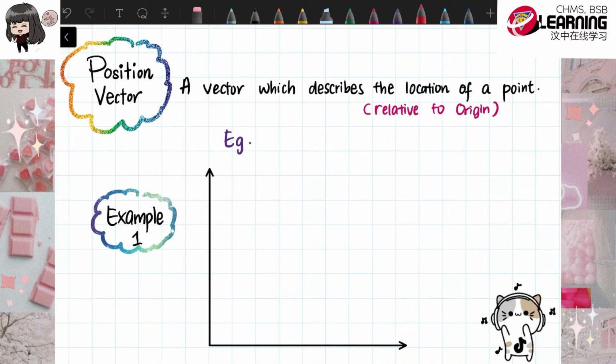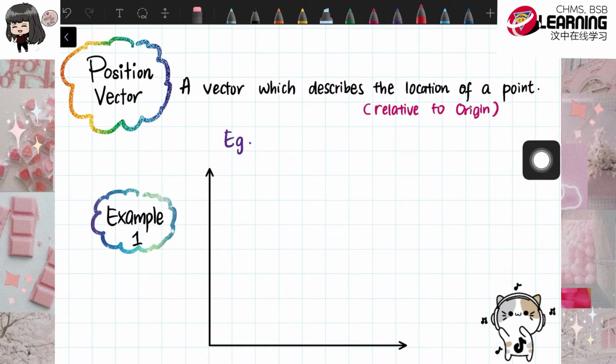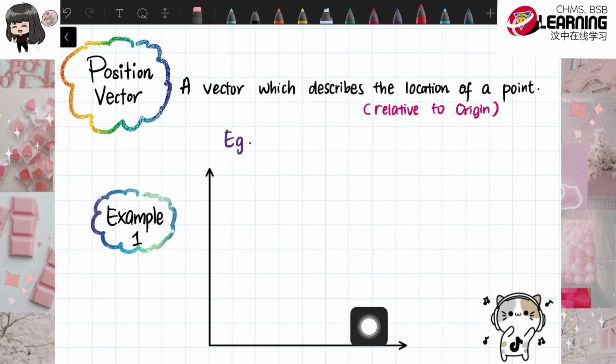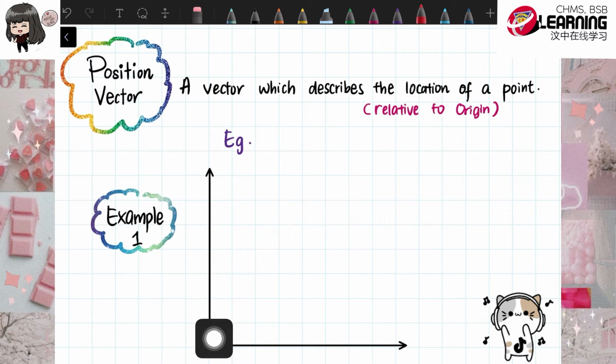Alright, so position vector, what is this about? It's a vector which describes the location of a point, just as simple as that. But to describe the location of a point, it's all relative to the origin. Go back to your Cartesian plane. This is a 2D Cartesian plane which has an x-axis and y-axis. The location of any point will be related back to the origin.